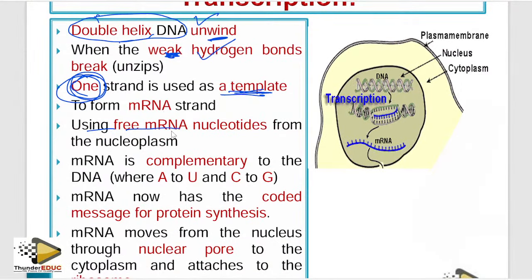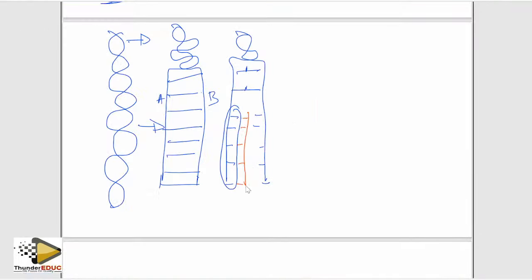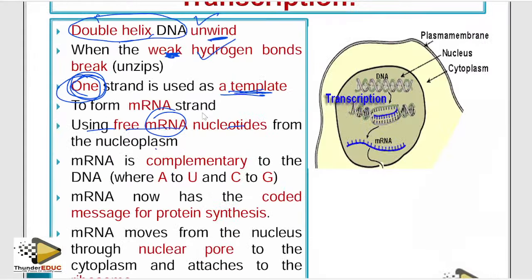Because now here we are talking about forming messenger RNA, using free floating messenger RNA nucleotides. Where are they coming from? From the nucleoplasm. That's the meaning. So they are coming from the nucleoplasm, and then what is formed? This strand, which you see here in this color, is formed, and this strand is complementary to the DNA.